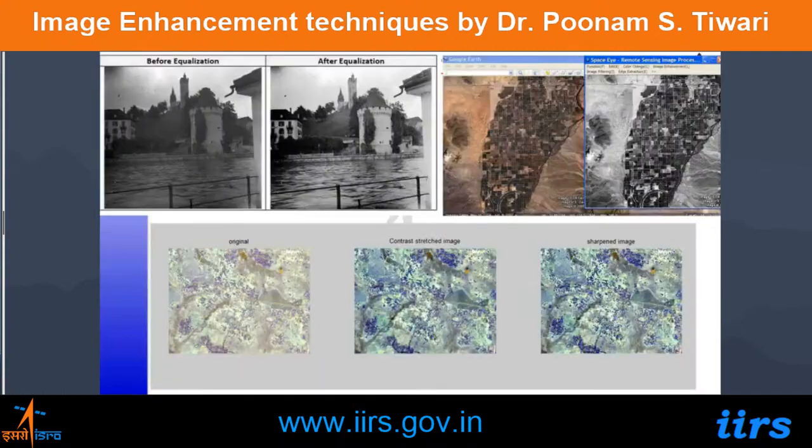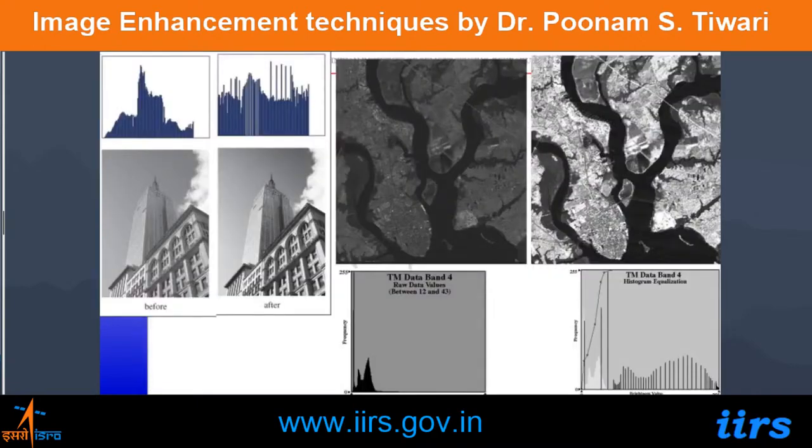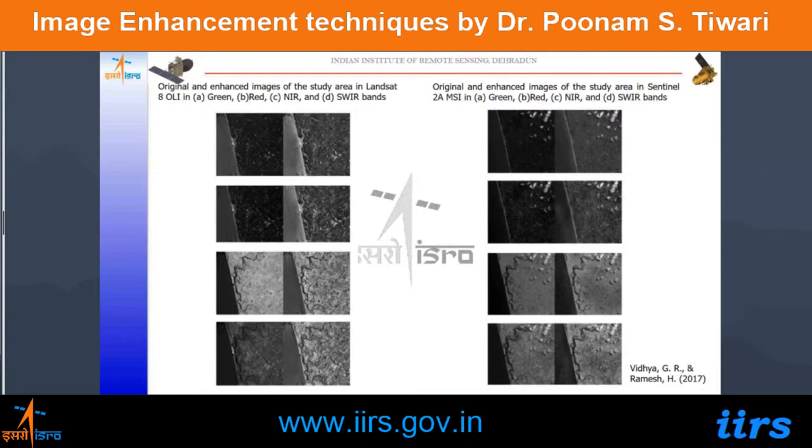So here are many more examples of histogram equalization. You can see here, this is again histogram equalization on different bands of data.